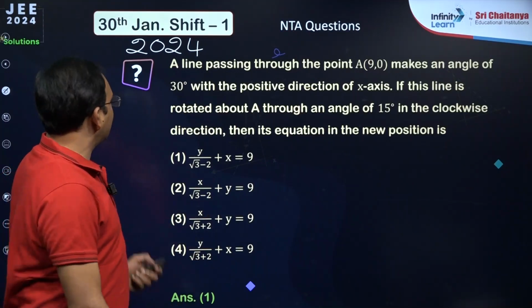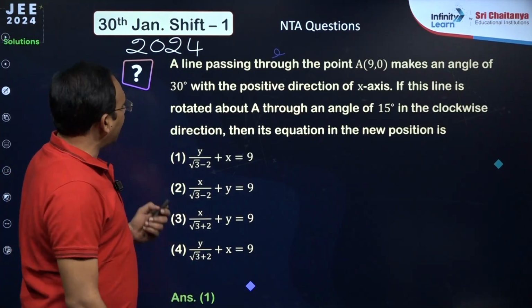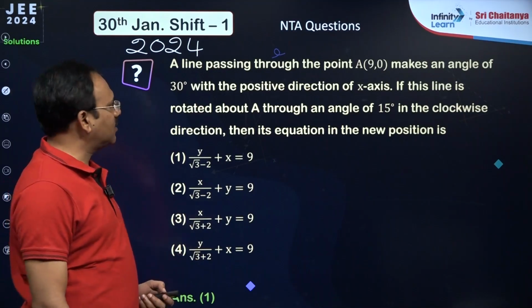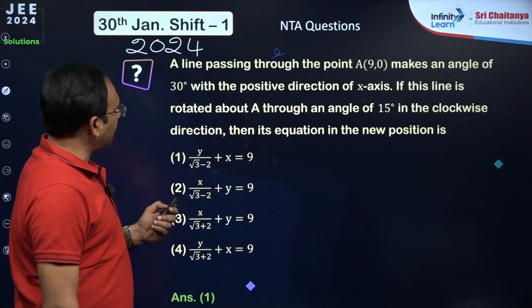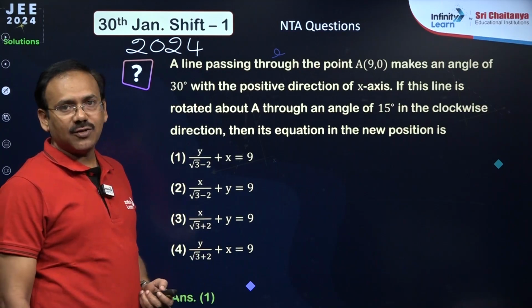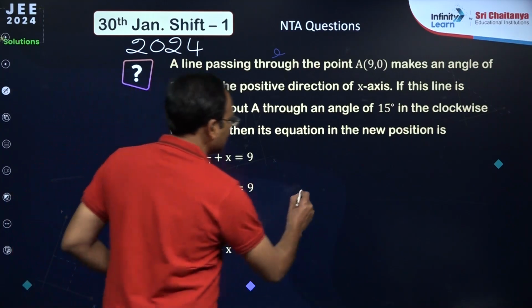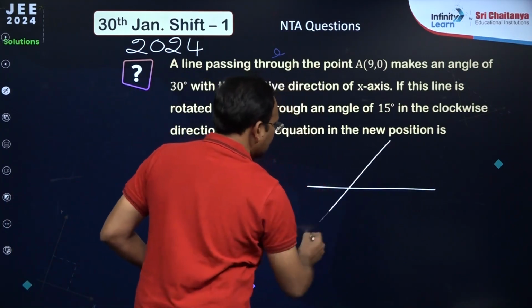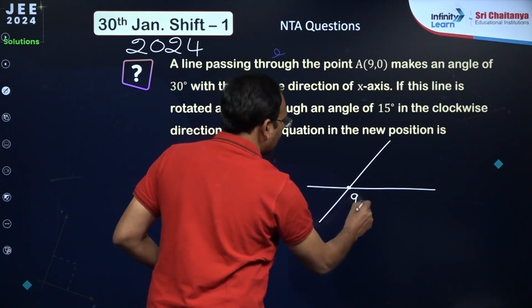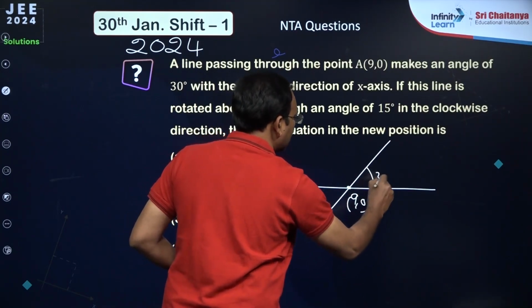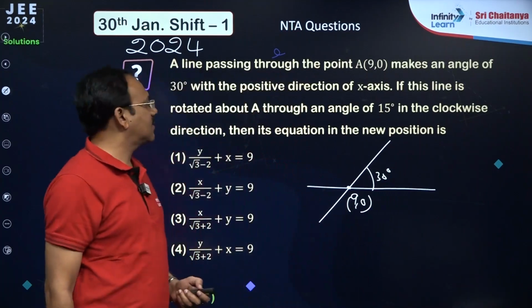Okay dear students, you see this particular question: a line passing through the point A (9, 0) makes an angle of 30 degrees with the positive direction of the x-axis. Fine, suppose this is the x-axis, a line is there passing through the point (9, 0) and it makes 30 degrees with the positive direction of the x-axis.